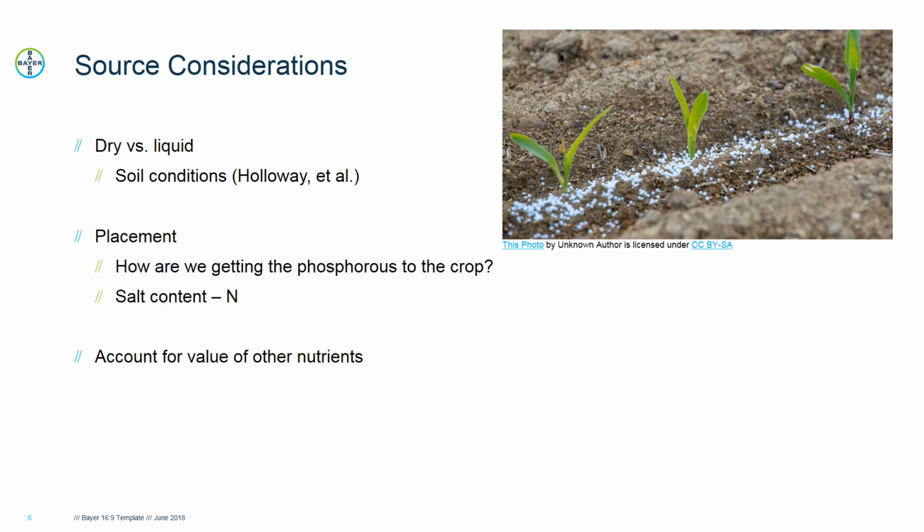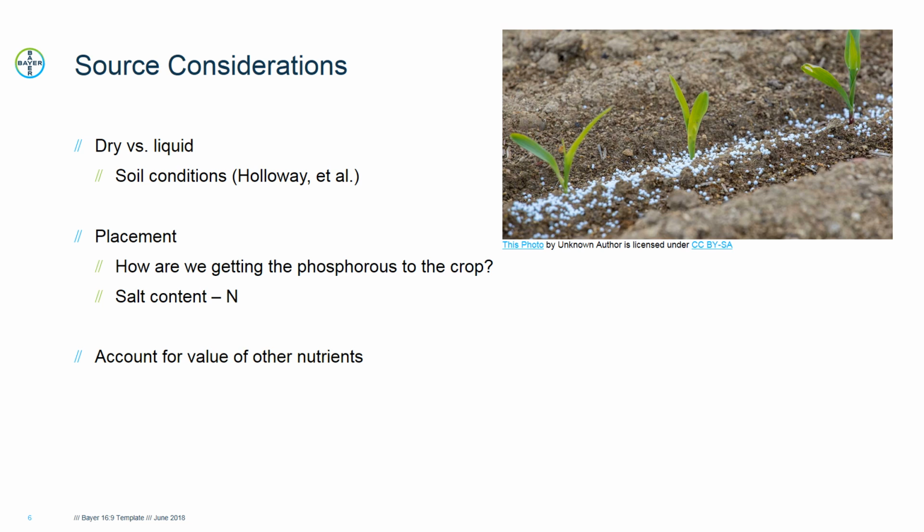So what are some common things we need to consider when selecting a fertilizer source? Well, first off, dry versus liquid, we need to think about what our application opportunities are, how we're going to apply that source. Additionally, we need to think about our soil conditions. A research group in Australia found that in calcareous soils, liquid phosphorus actually performed better than a dry phosphorus source because not as much calcium precipitated with the phosphorus.